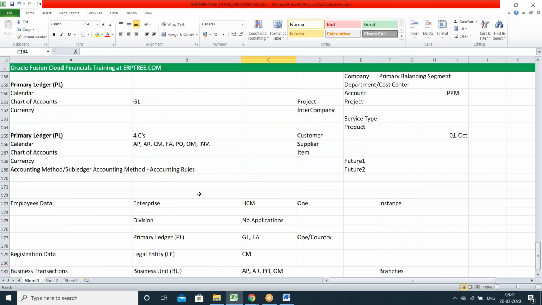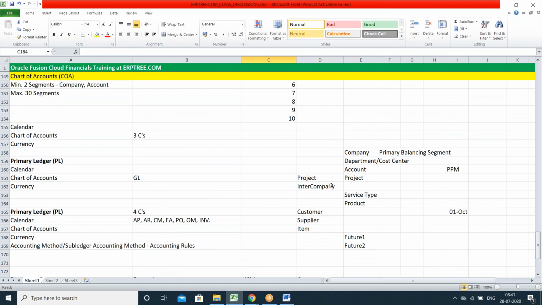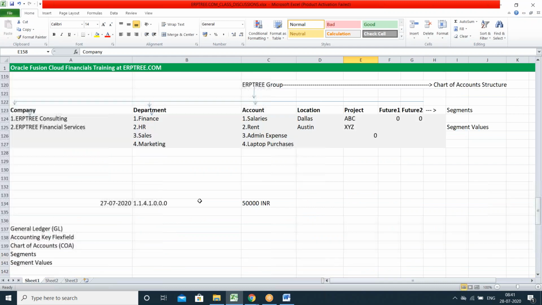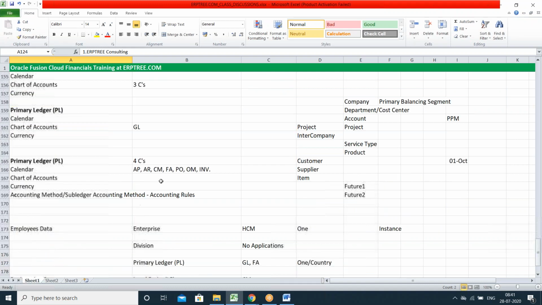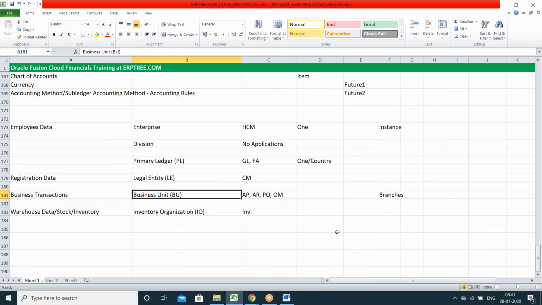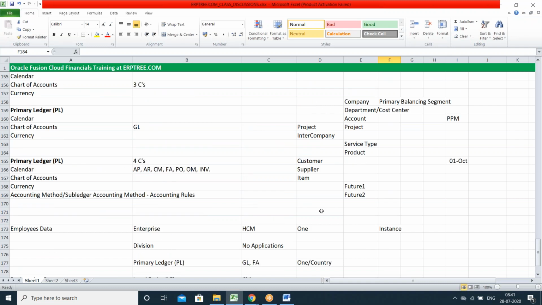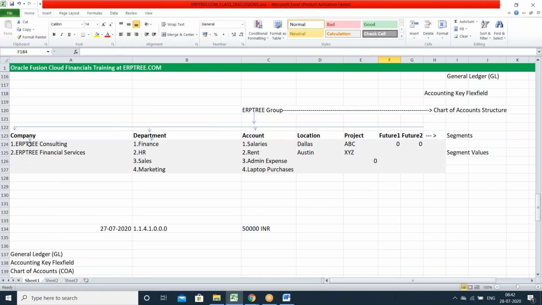And one more point, in the chart of accounts, the company segment we discussed, these companies also will be decided based on the business units only. How many business units we have, those many companies we have to create. In reality, those are not companies, those are branches. So as per your business, you have 20 business units. That means say 20 branches we have. Those 20 you have to create as 20 companies. Under the company segment, the 20 branches we create as 20 companies.